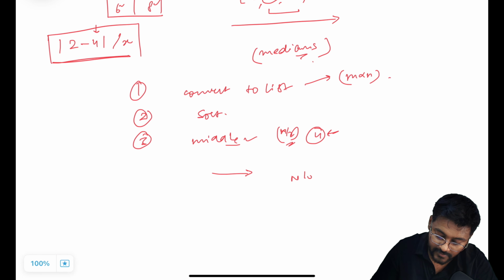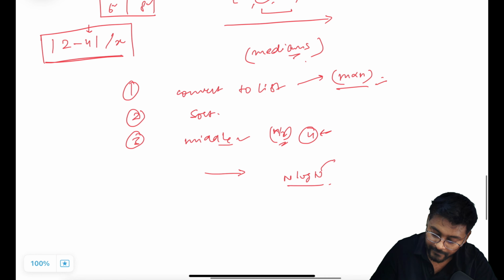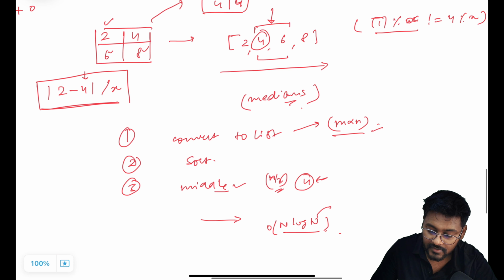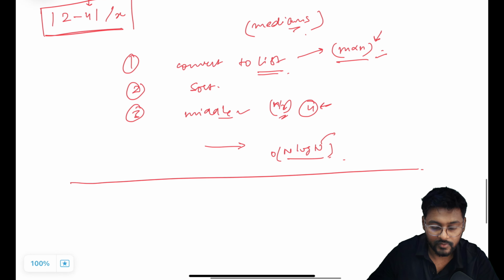Here the time complexity will be n log n, where this n is equal to size of the grid, total number of elements in the grid. And what about the space? Space is number of elements we are getting in the starting, because we are converting those elements to list. Let's write the code for this approach.